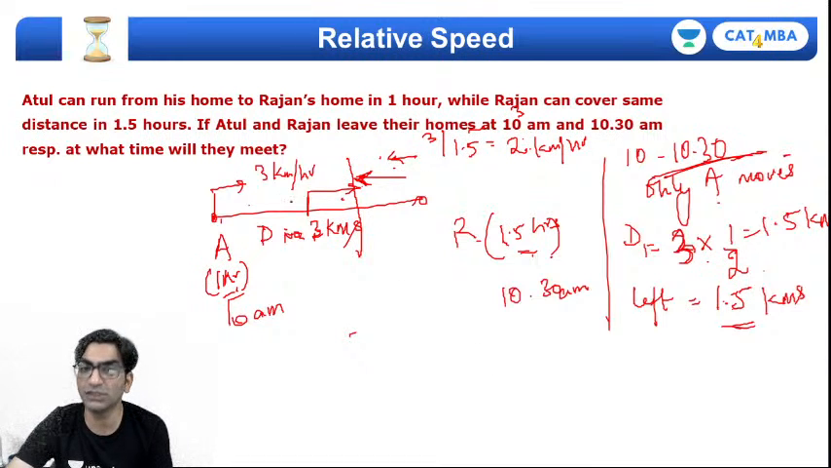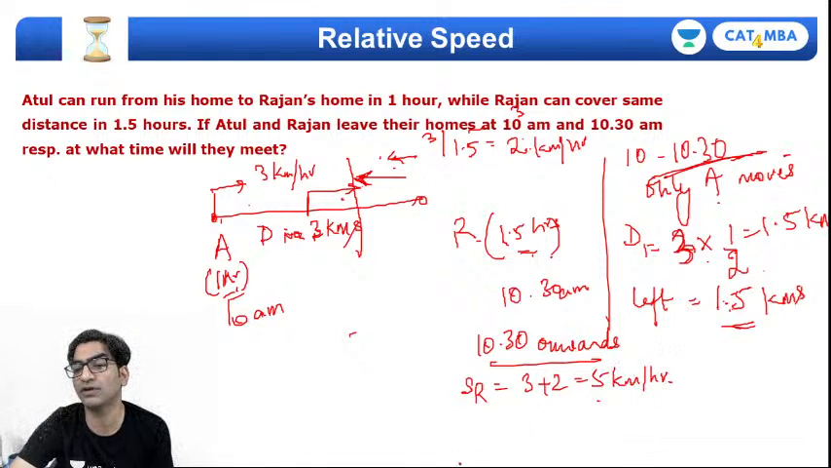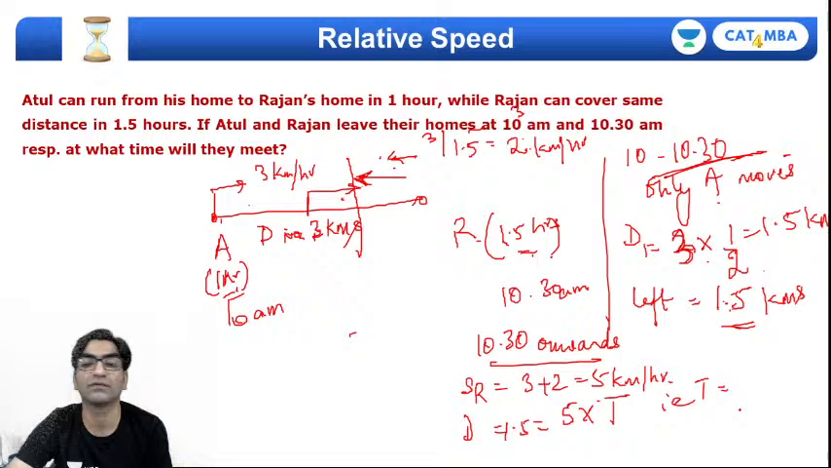So since both objects are moving now, 10:30 onwards, let's use relative speed. Both objects move in opposite directions, so relative speed will be 3 plus 2. That's 5 kilometers per hour. And at this speed, they need to cover 1.5 kilometers. So distance equal to 1.5 kilometers should be relative speed into time. So what will I get for time? 150 upon 5, that's 30 minutes.